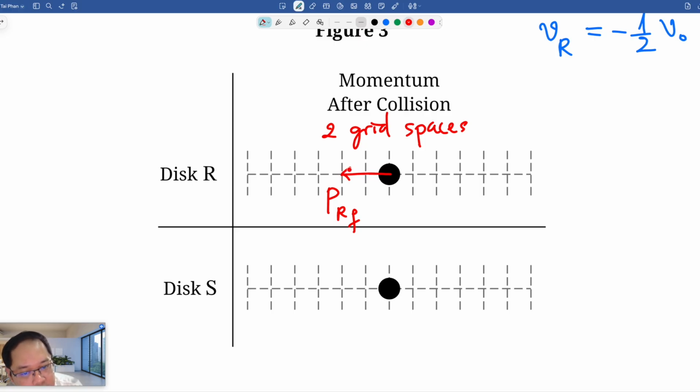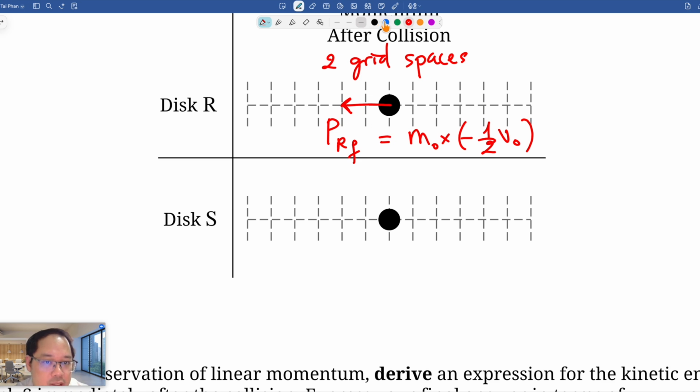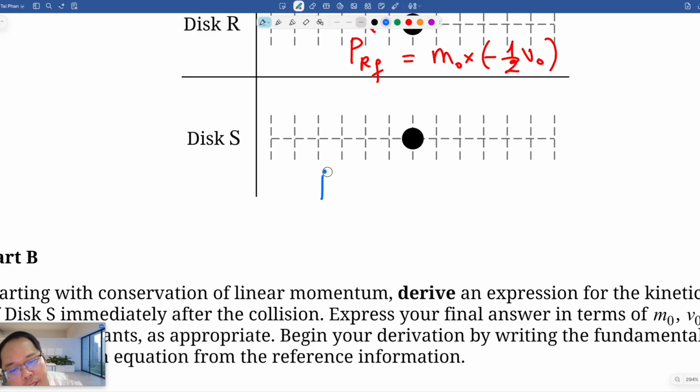Remember, the length of this arrow must be exactly 2 grid spaces like this, which is proportional to the magnitude of the momentum of the disk R, which is m0 times negative 1/2 v0. Okay, and the vector which represents the momentum of the disk S, we need to find it by using the conservation of momentum. P before the collision, Pi, equals P final after the collision.